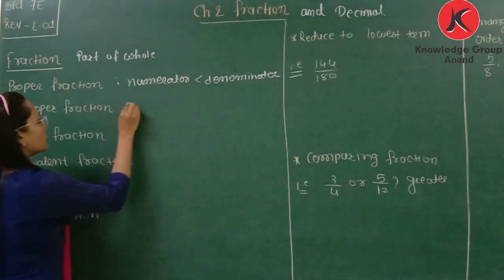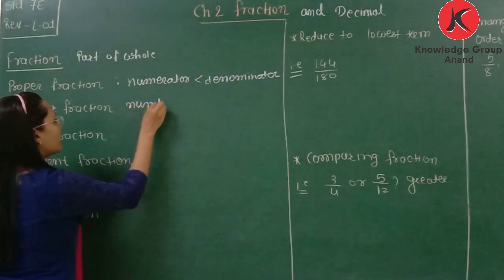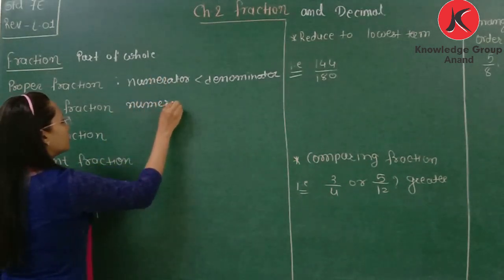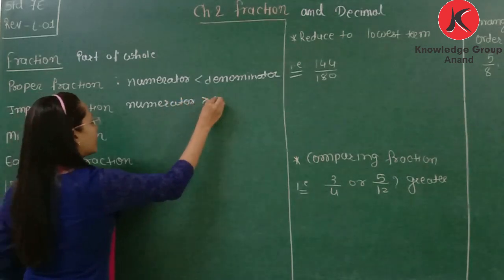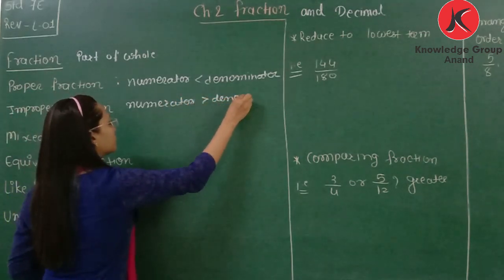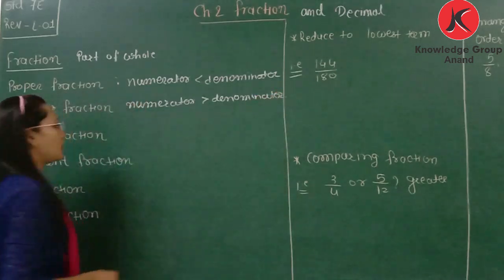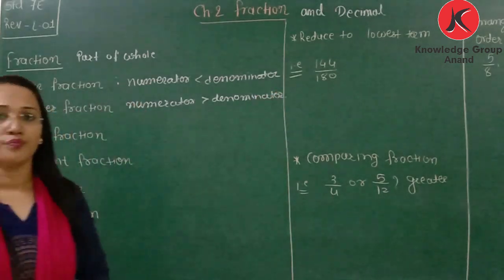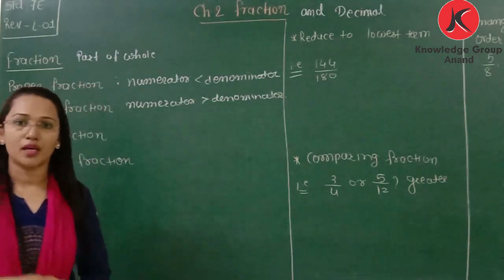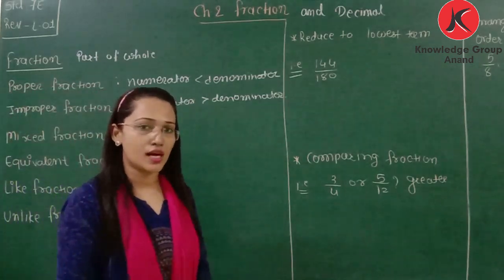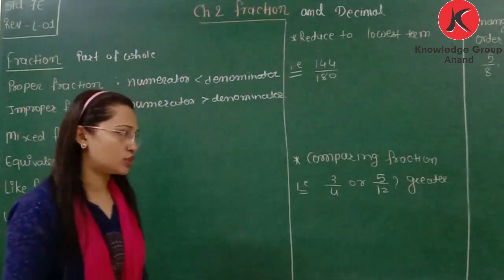Then improper fraction. When the numerator is greater than the denominator, then it is called an improper fraction. Okay. For example, 7 by 3, 11 by 5. These are the examples of improper fraction.